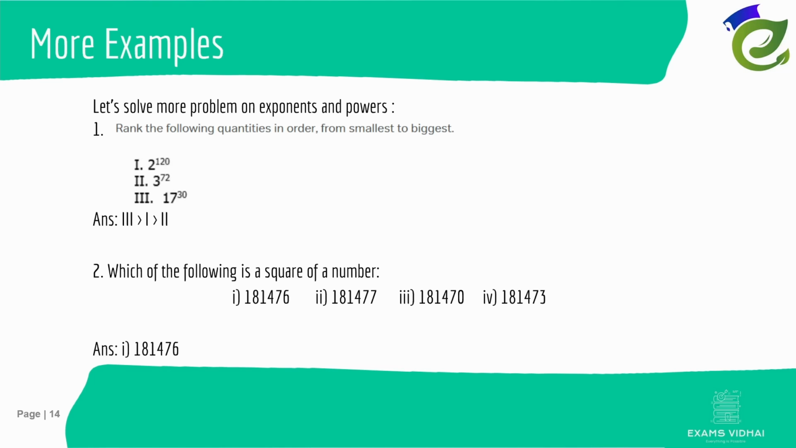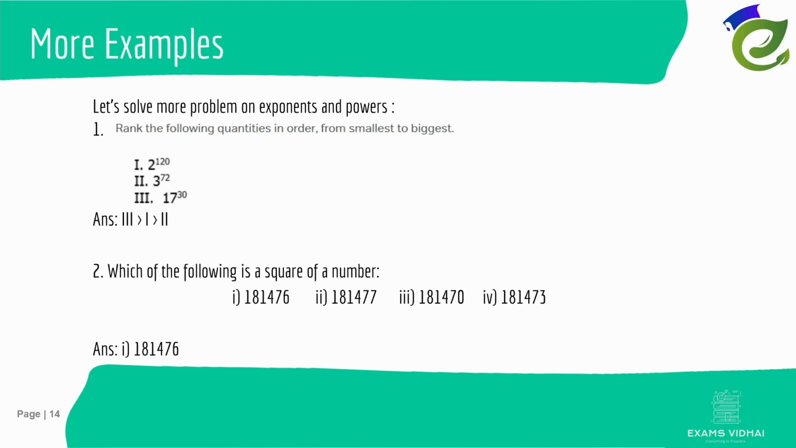Now let's compare 2 power 120 and 17 power 30. Initially when you take a glance you might think 2 power 120 is greater than 17 power 30 because of that power 120. But let's just solve and check if it's actually true or not. So again let's write 2 power 120 by 17 power 30.